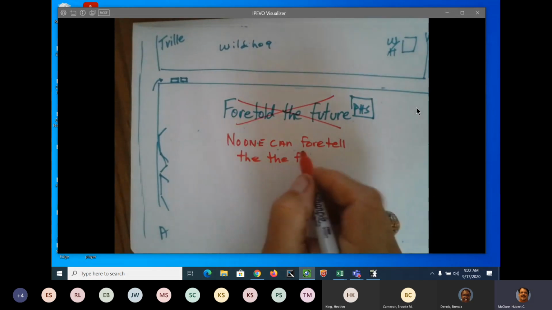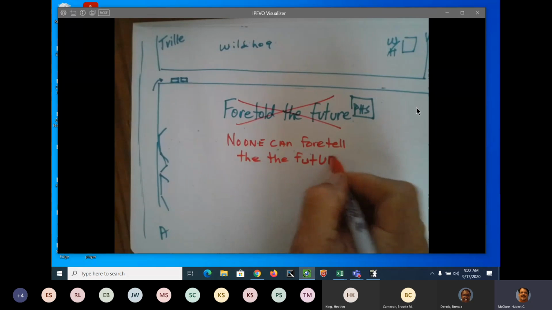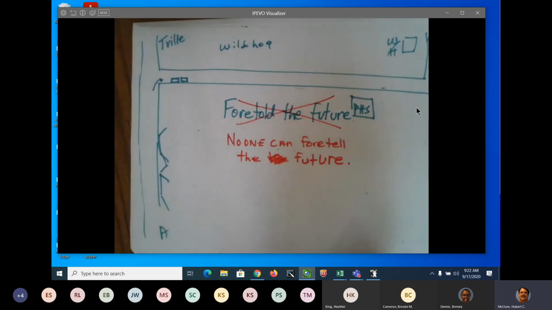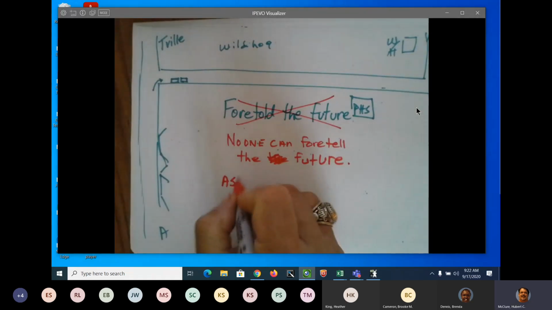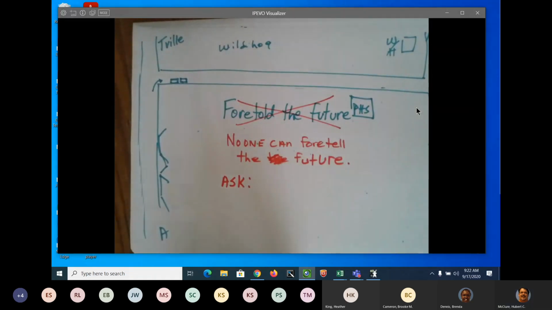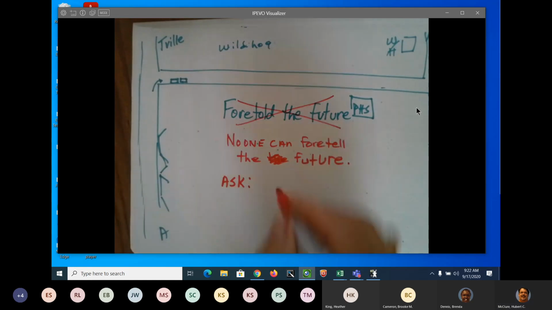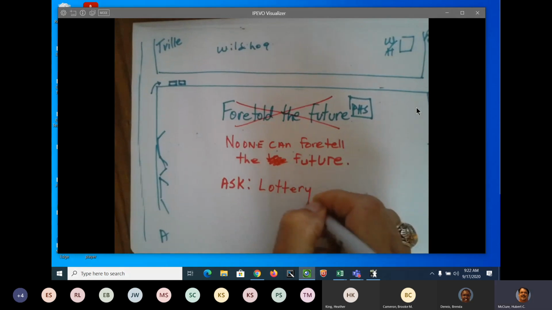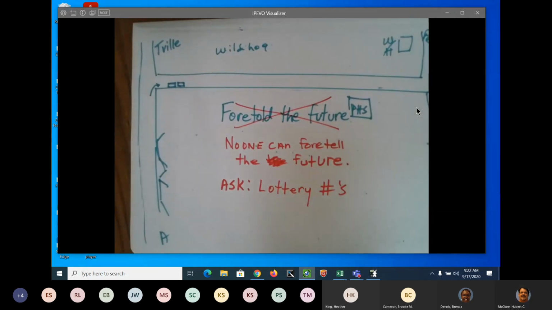If you ever meet somebody that can foretell the future or that claims to, all you've got to do is ask them one question. Does anybody know what question to ask? If somebody tells you that they can foretell the future or they can see into the future, what's the one question you should ask them? What are the lottery numbers for this Friday? Oh, well, that's not what I do. Well, then shut up. You can't tell the future.